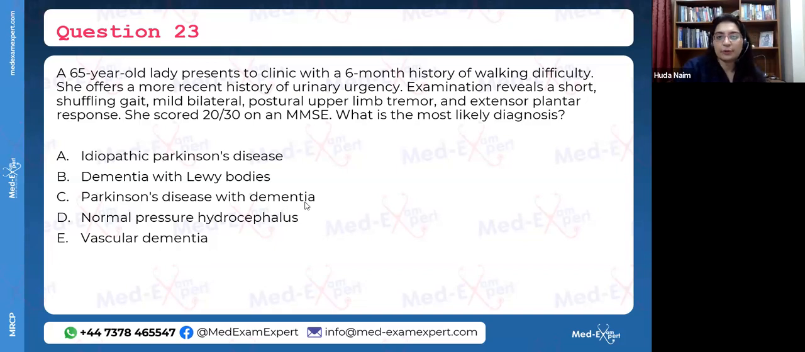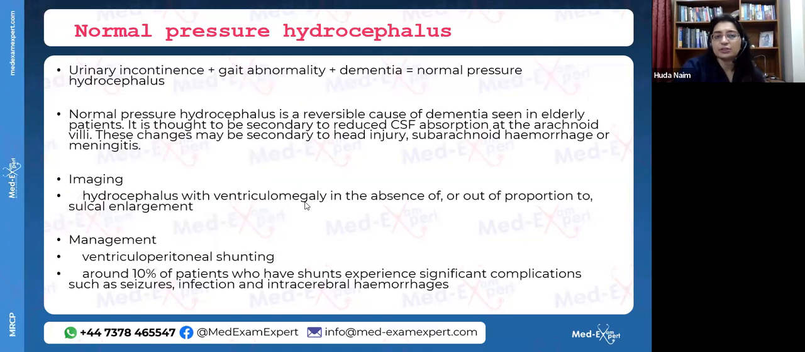Very good. It's normal pressure hydrocephalus. You'll always get a question like that on the exam, where they could ask you about the diagnosis, or they could ask what you would see on an MRI. On MRI, you would see hydrocephalus with ventriculomegaly, out of proportion to sulcal enlargement. They can also ask you about the treatment, how you would manage this patient. You would manage them with ventriculoperitoneal shunts. Okay.